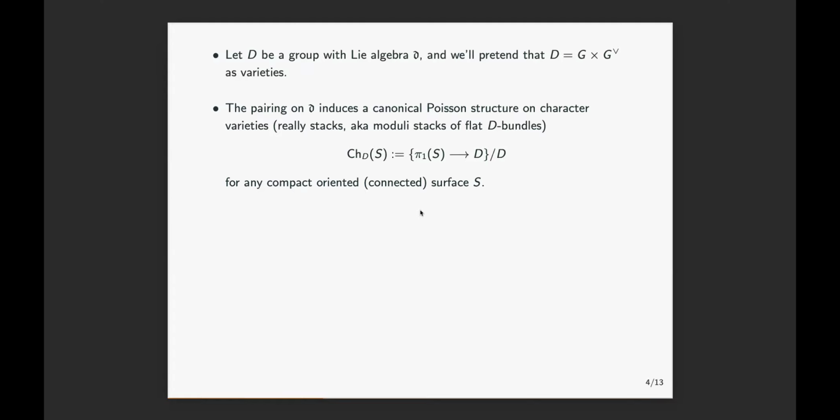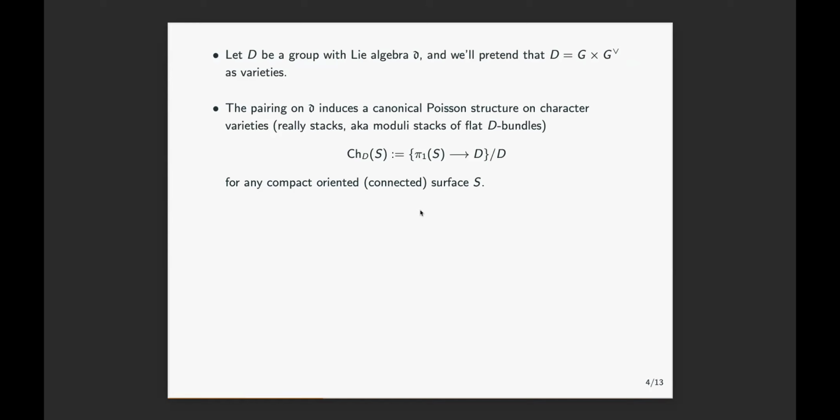So the first part of the bulk of the TFT we want to consider is you can look at character varieties for D. So you look at the moduli space, or really I should say the moduli stack of representations of fundamental groups of compact oriented surfaces into D. Or you can think of this as the moduli space of flat bundles on D.